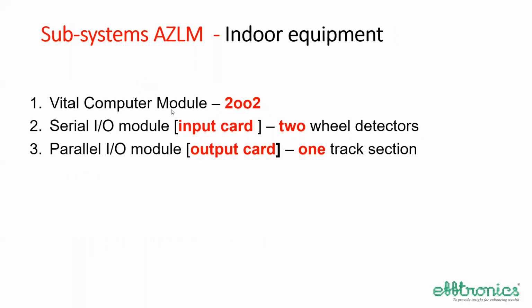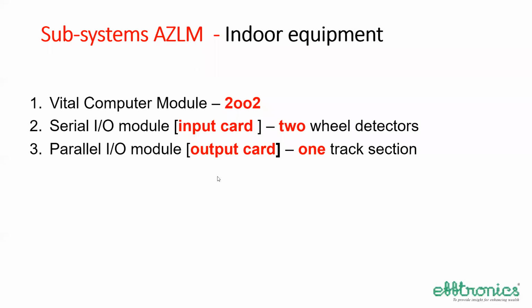This works on vital computer module 2 out of 2. And it is just like the first model of what I have shown. This vital computer module 2 out of 2 takes care of the entire section, that is, the entire equipment. There are input cards and output cards. Input card is called serial card. Output card is called parallel card. So one input card can take care of 2 wheel detectors, and one output card can take care of 1 track section.